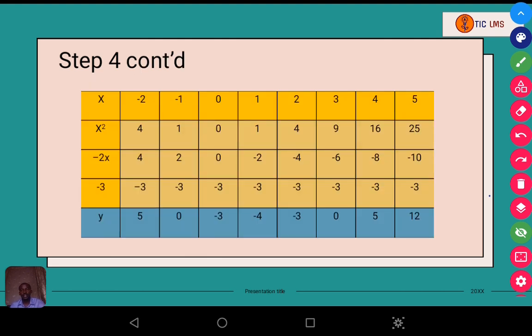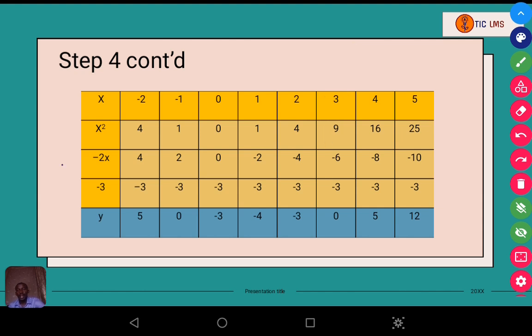Now I want us to look at the table right here and see how it is done. So we're saying that we have our values of x ranging from -2 to +5. Now when x is -2, what exactly is x squared? That is -2 multiplied by -2, and that will give +4. That is why you have +4 over here. Okay, consider this. When you have 3 squared, that is 9. That's why you have 9 over there.